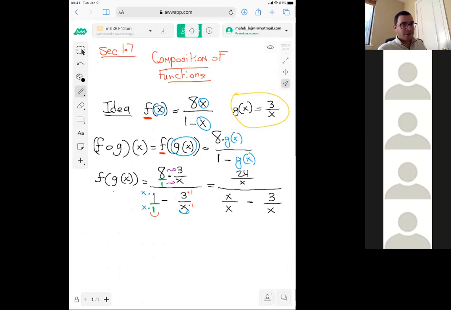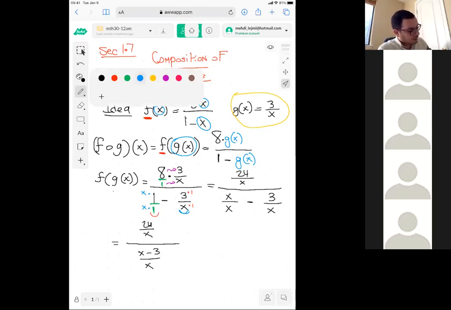Once you have a common denominator, you can subtract the tops and keep the same common denominator. So in the top we have 24 over x, over x minus 3, keeping the same denominator, which is x. You have to keep this one here.